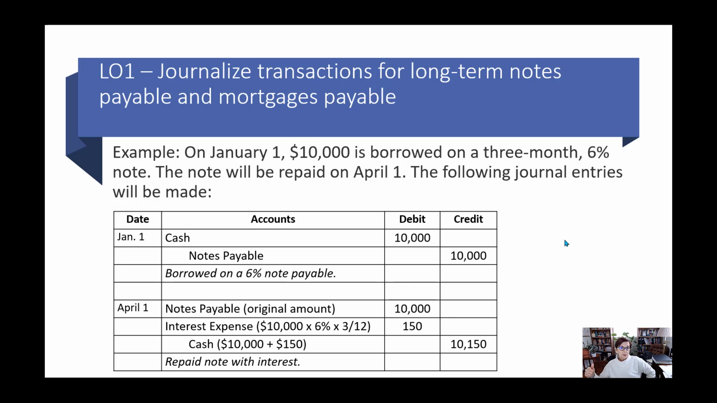Then on April 1st, we're repaying the note along with the interest expense. So we're going to debit the note because it's going down. We're decreasing our liability. We're going to credit cash. Now, the amount of cash the company's going to pay will be the original note plus the interest it had to pay. And remember that interest is principal times rate times time in terms of a year. So the principal was $10,000, the interest rate was 6%, and the time is 3 months out of 12 months.